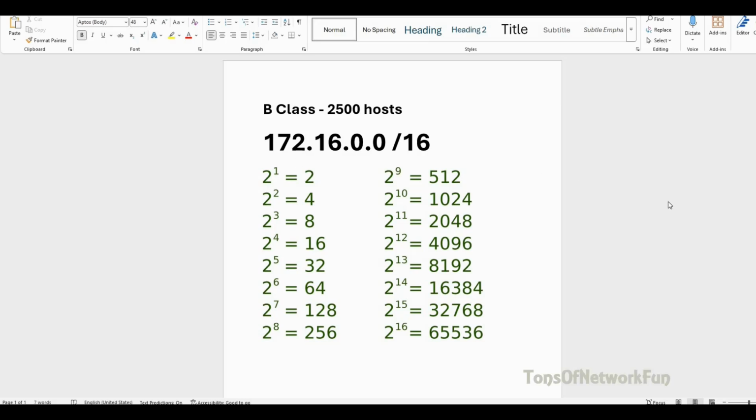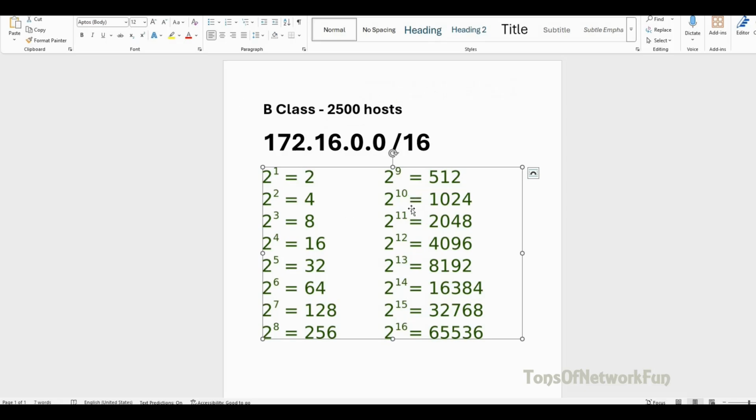In this video, we'll look at one more FLSM example. This time it is 2500 hosts. Last video we looked at a 1000 host requirement, so this video will look at 2500 hosts. Once again, we have to look at the 2 power table.